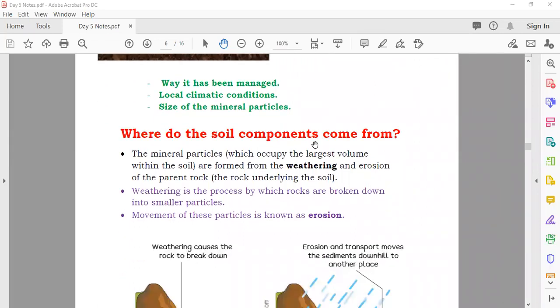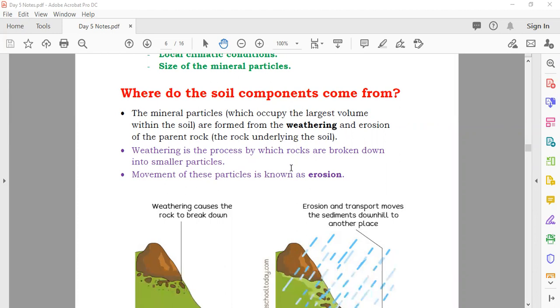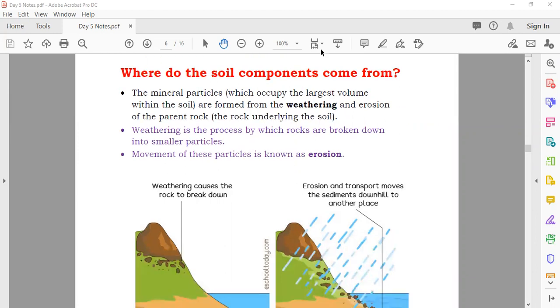Okay. Now they're saying, where do the soil components come from? From where do these minerals, these organic compounds come? If you talk about mineral particles, they come from weathering. Here you have to be a little bit conscious about these two things.